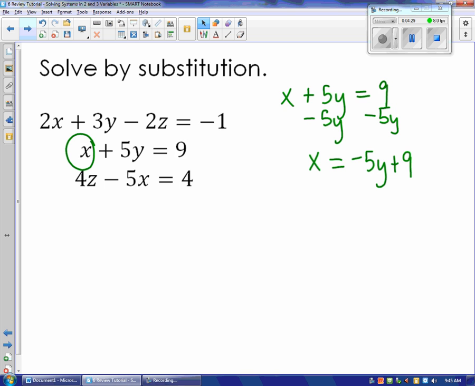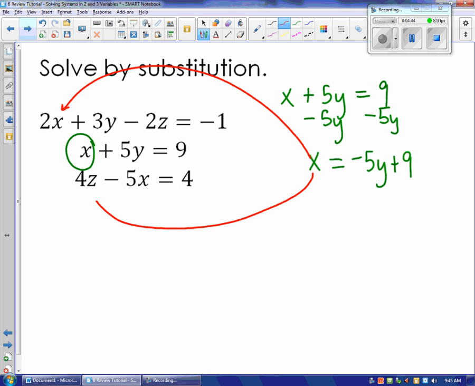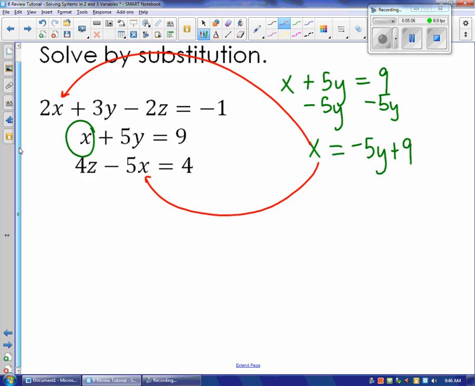Now before, when we were only dealing with 2 equations, I only had to substitute the quantity into one of them. Now that I have 3 equations, though, I'm actually going to need to substitute that value for x into both. Oops. I forgot that my x and z variables in my third equation are not written in order, so they're not written in the proper form. So basically I'm going to substitute in the quantity negative 5y plus 9 for both of those x values. So let's go ahead and do it for the first equation.